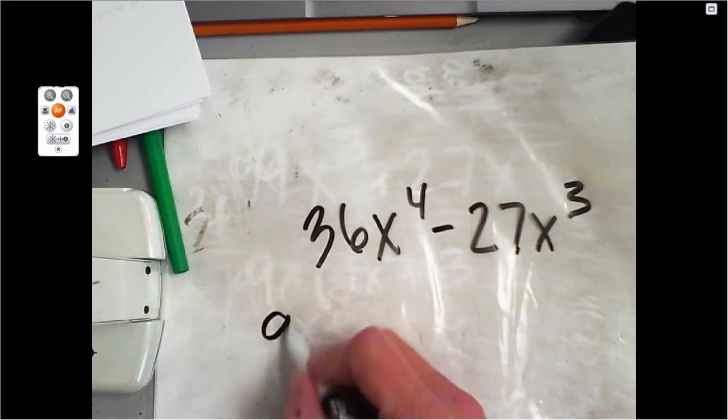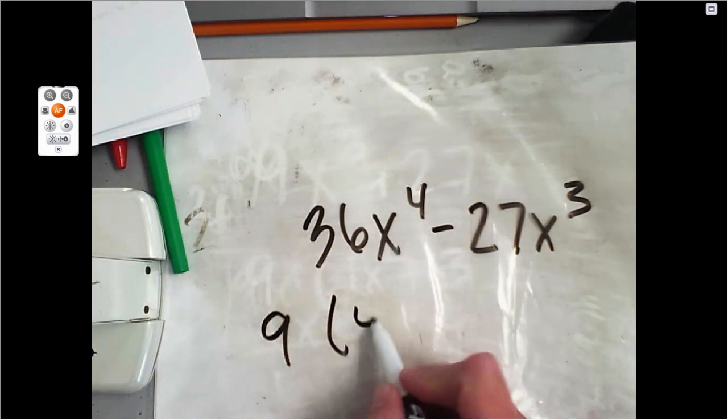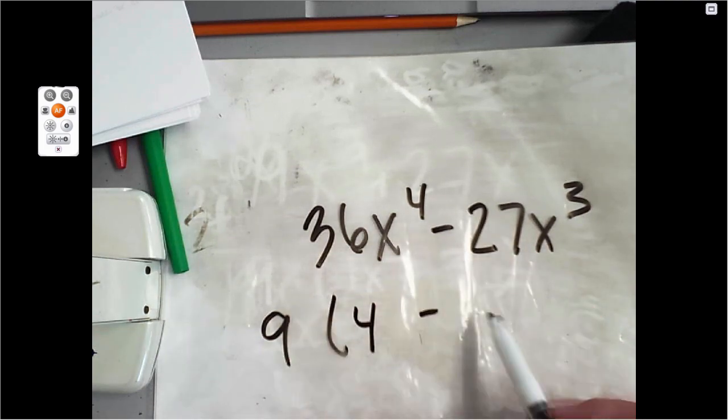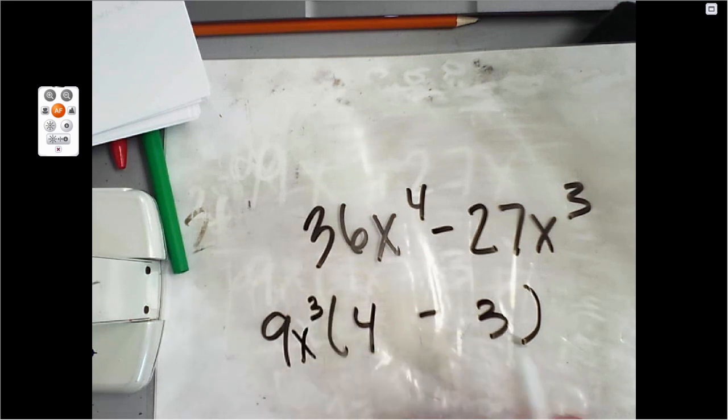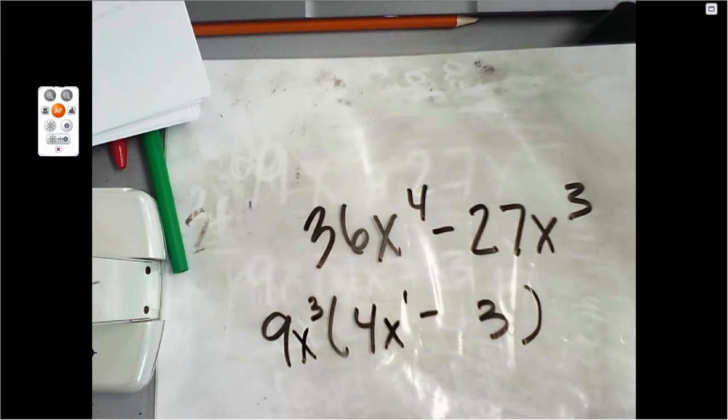All right, so 9 goes into both of these. 36 divided by 9 is 4. 27 divided by 9 is 3. I can take 3 x's out. You're left with 1 and then none.